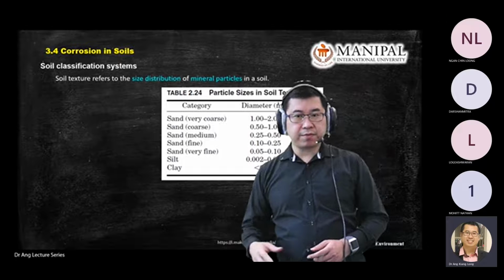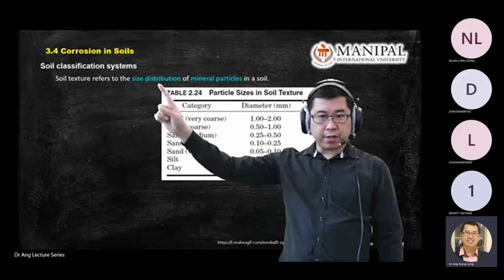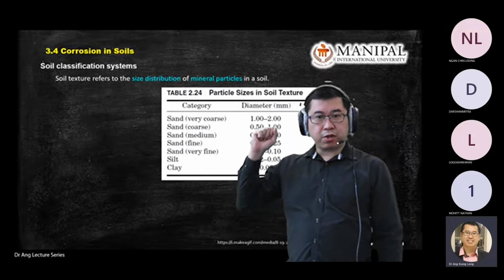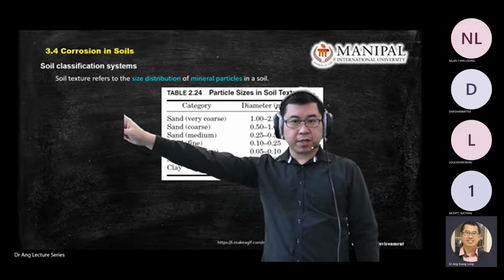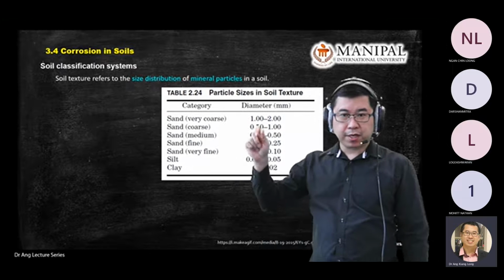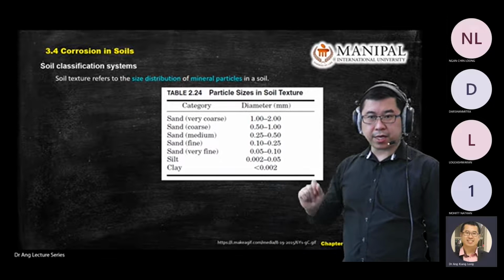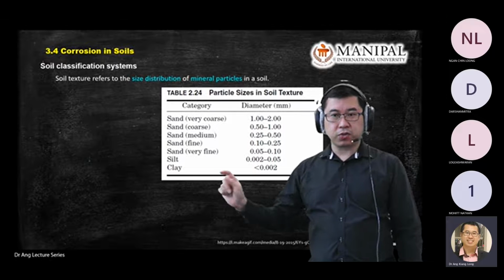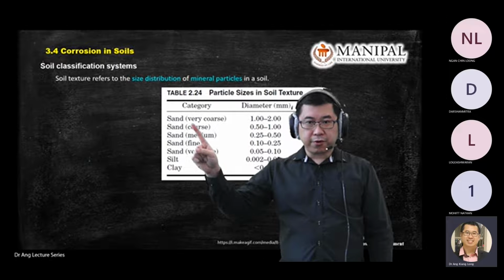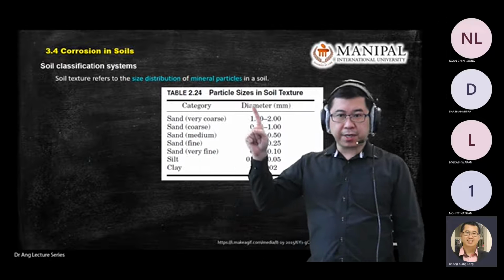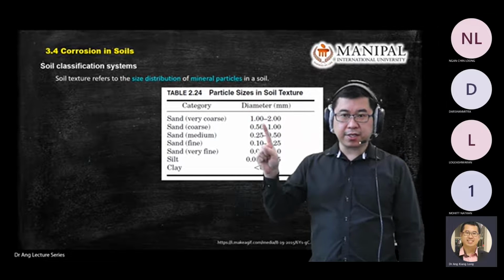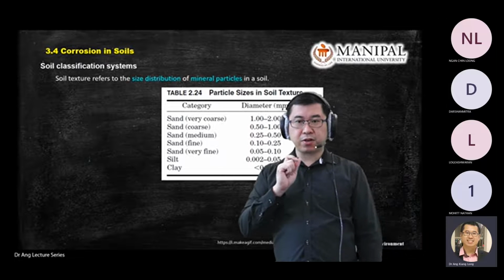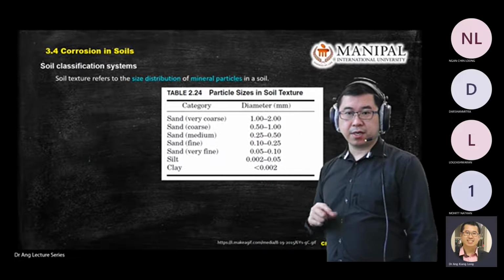Then classification for soil, they have a table for classification. So when we talk about soil texture, it looks at the particle size. So there are some values that you can link to. For example, for sand of very coarse, the diameter of the particles or the sand size is between 1 to 2 mm. It falls under very coarse size.